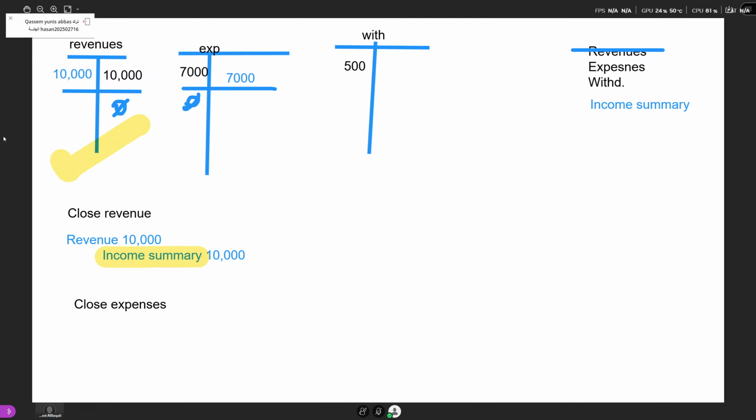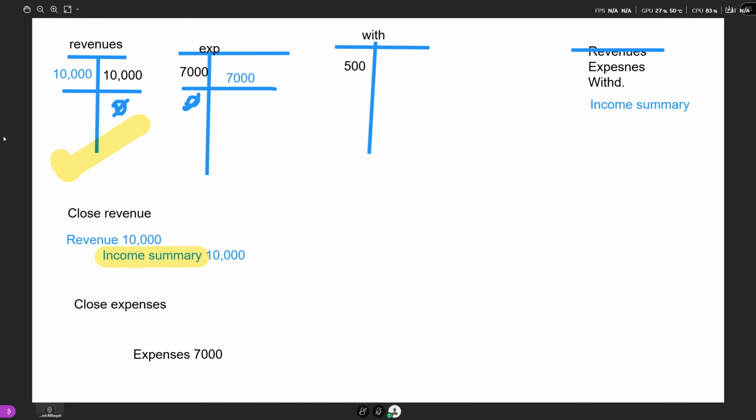How to close expenses? We said we need to credit expenses. So on the credit side, I'm going to credit expenses 7,000. Now what I'll use on the debit side, I credited expenses 7,000 to close them, to remove them from my books. What I need to debit, again, I'm going to debit income summary.